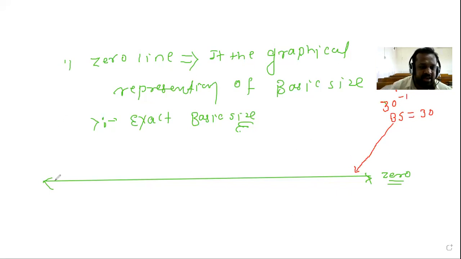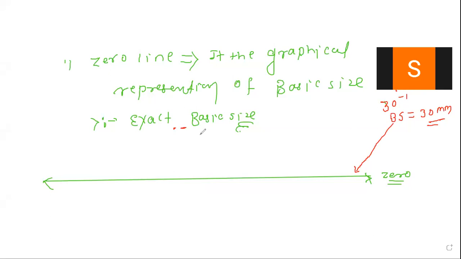Meaning, on this line, where should 30 be? If I want to show 30 on this line, I have to show that 30 mm, because that 30 mm is the basic size, and you have to remember this sentence is very important. The zero line is the graphical representation of the basic line, and it shows the exact basic size. Now tell me, where will I show 30 on this zero line?